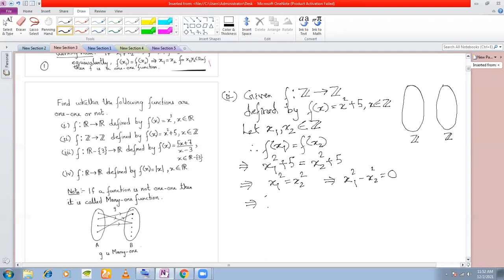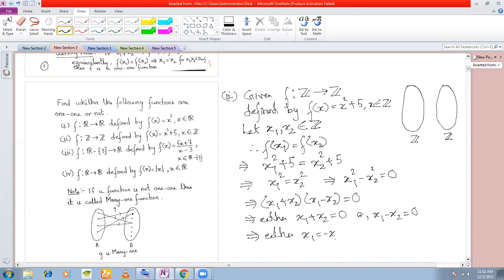This means (x1 plus x2) into (x1 minus x2) is equal to 0. That means either x1 plus x2 is equal to 0 or x1 minus x2 is equal to 0. That means either x1 is equal to minus x2 or x1 is equal to x2. That means again you have two options. That is, f(x1) is equal to f(x2) implies either this or this. But definitely you cannot say this, right?